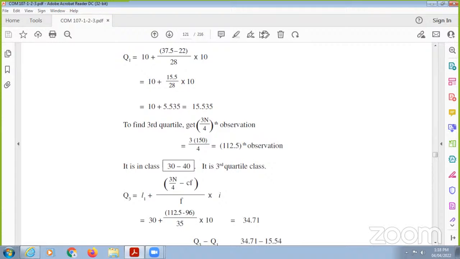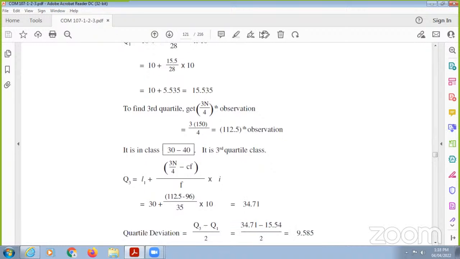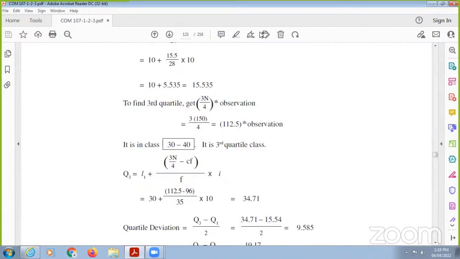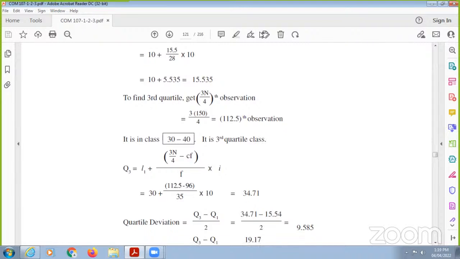Previous class cumulative frequency 96 divided by 35, the frequency of that class, multiplied by 10. That means here the answer will be 34.71. The quartile deviation will be (Q3 minus Q1) upon 2. That means here 34.71 minus 15.54 upon 2.